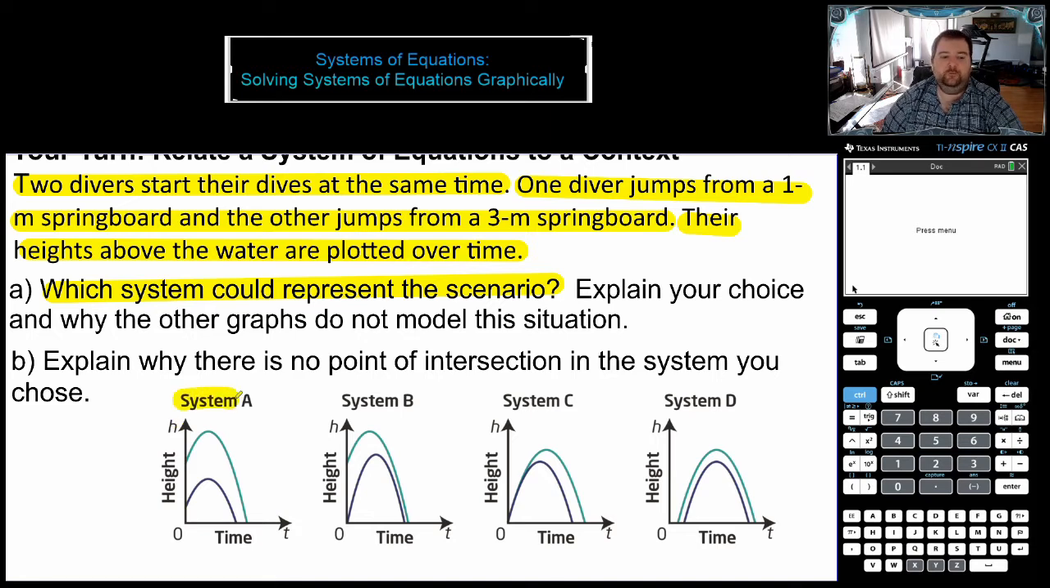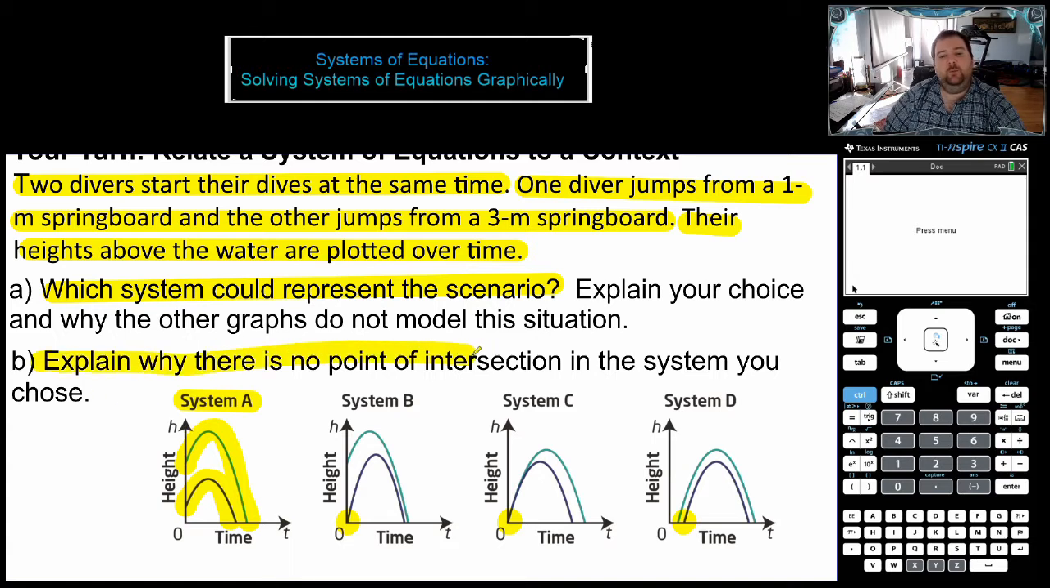Welcome back. Hopefully you chose system A. This is the only one that works. Why? One diver starting from 1 meter, one diver starting from 3 meters, and of course they jump off their diving boards and they're not going to hit the water at the same time, and that's okay, that's what's expected. Why does this one not work? Well, it's showing diver 1 starts at 0, which is not true. Diver 1's jumping from a 1-meter springboard. Here both start from 0, and here both are starting from 0 and late. So system A is the only one that works.